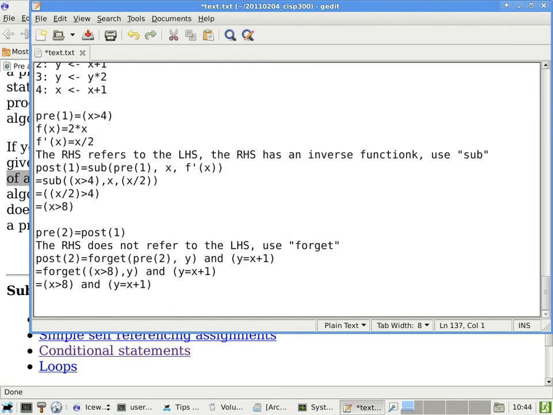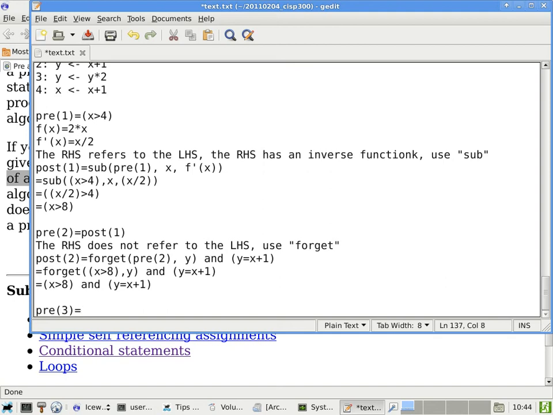Okay, so now that we have these two done, we can move on to the third one. And it's the same thing. Are we going to simplify that anymore? I mean, can't we simplify it to x is greater than 8 and y is greater than 9? You don't need to. Okay.